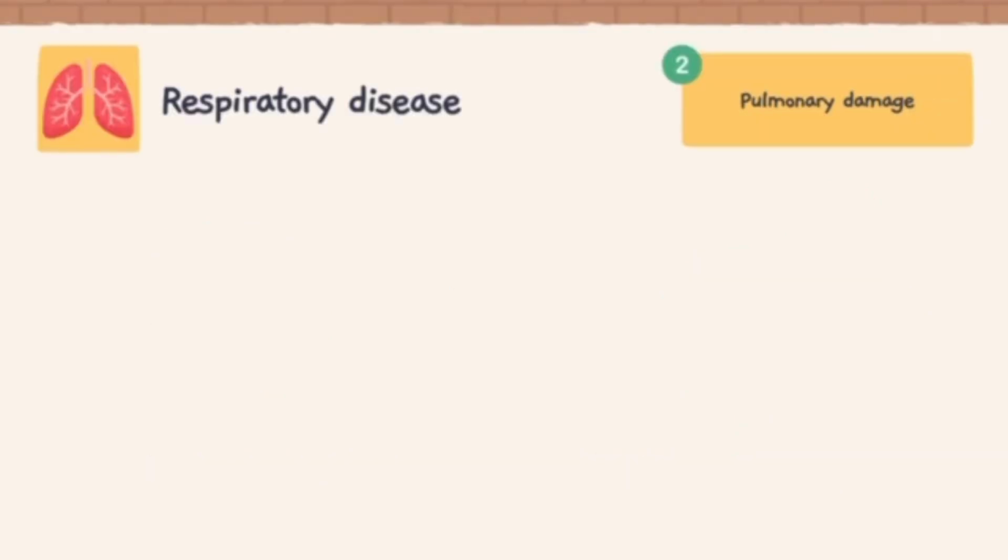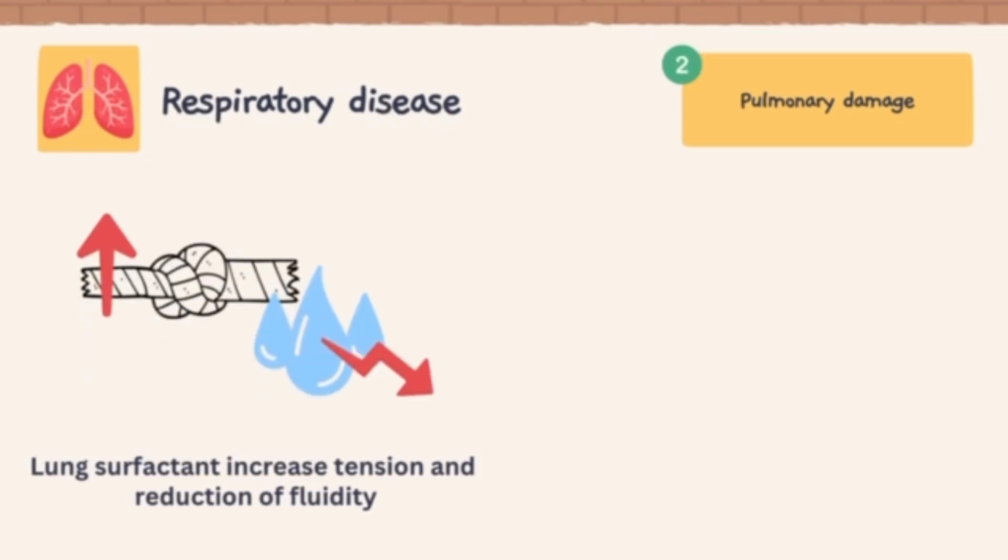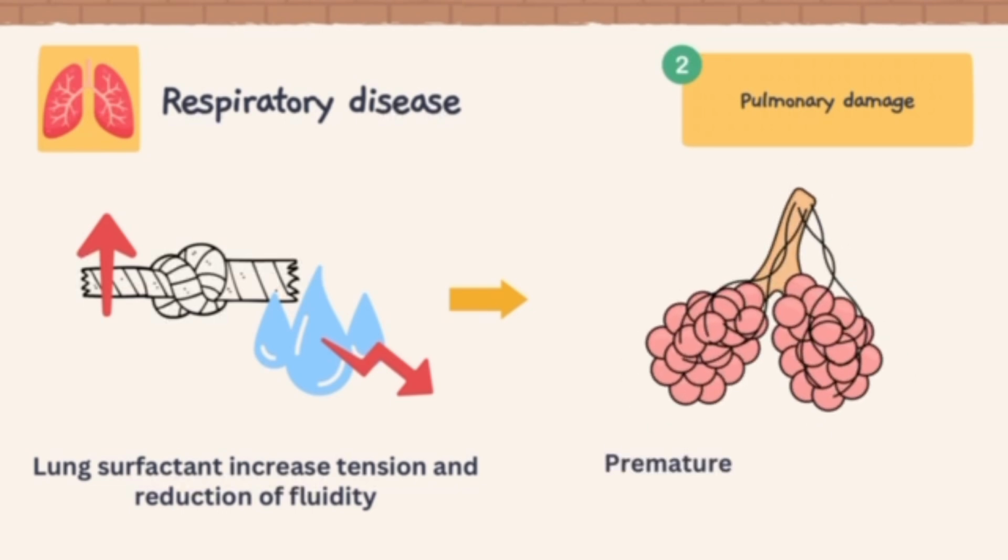Next is pulmonary damage. Excessive silicon dioxide worsens the ability of the lung surfactant, or LS, to reduce the surface tension, or in this case it will increase the surface pressure. This, together with the reduction of the fluidity of the LS film, may lead to a premature alveolar collapse and respiratory failure. So besides the mentioned respiratory disease and intestinal disease, it will also lead to another disease such as membrane damage.